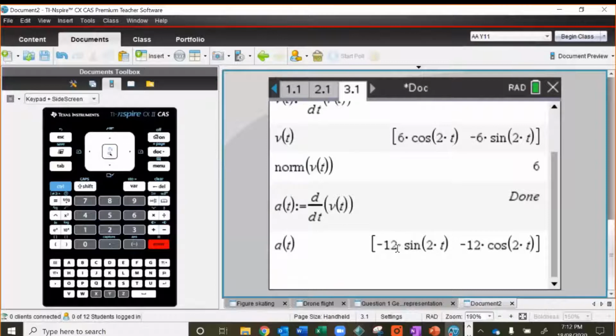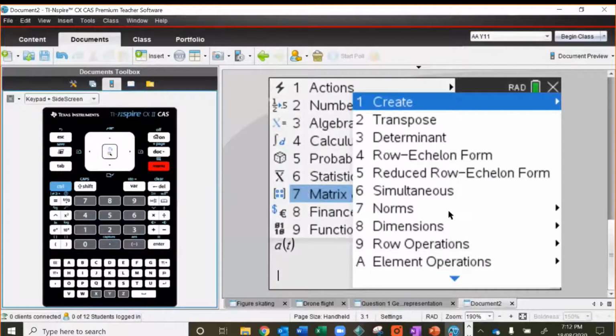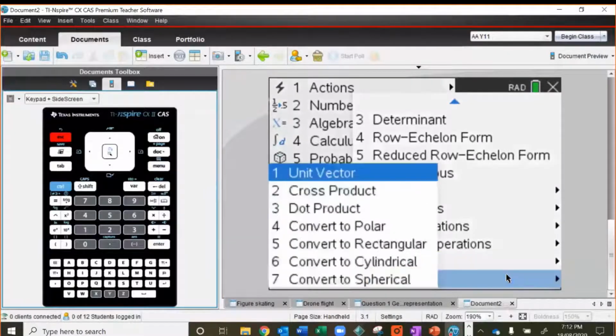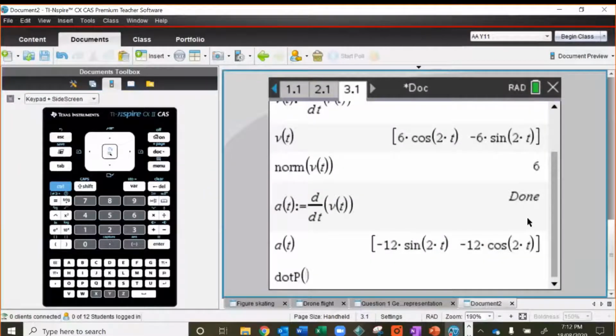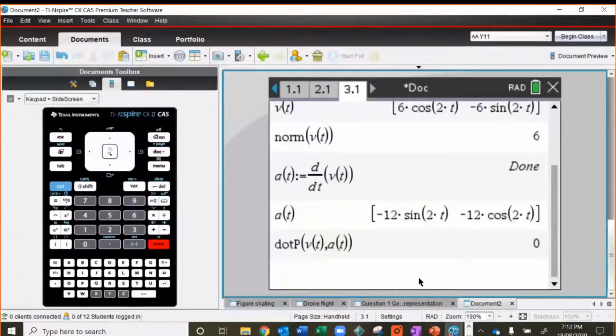This times that: minus 72 cos 2t sin 2t plus 72 of the same thing, which is 0. But we can, of course, do it on a calculator. If I find the dot product of v(t), comma a(t), it tells me that the dot product is 0, which confirms that the velocity is always perpendicular to the acceleration, because our velocity and acceleration are in terms of t in general.